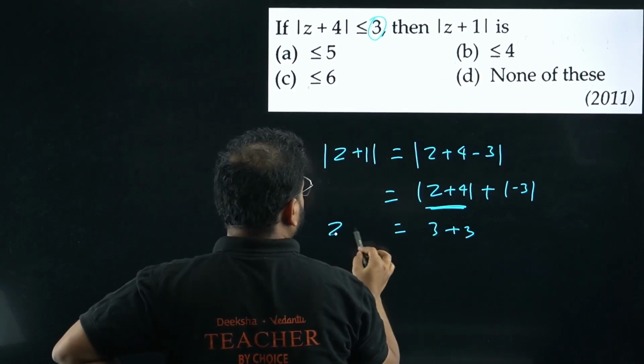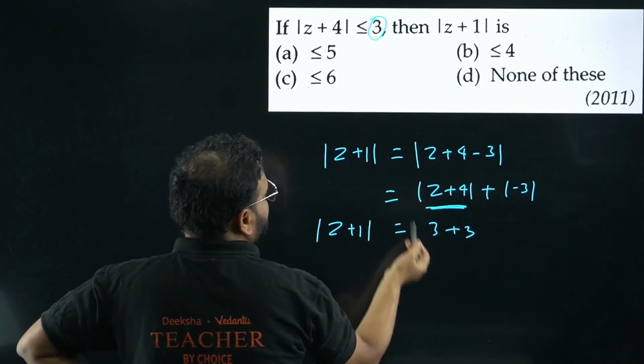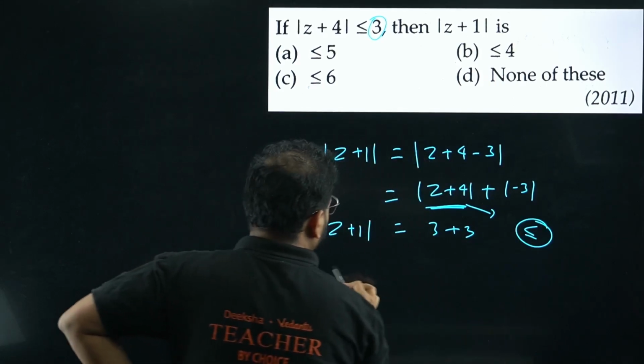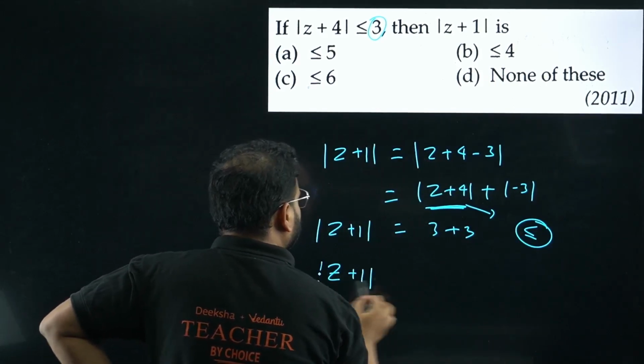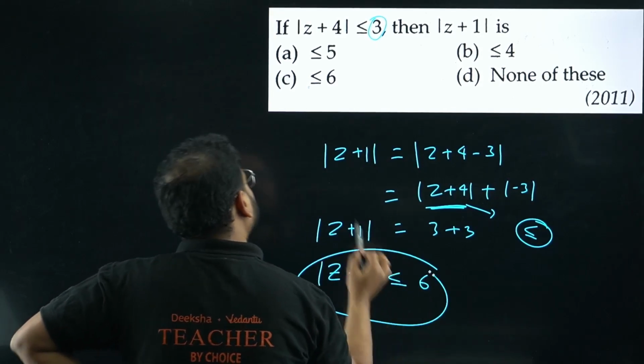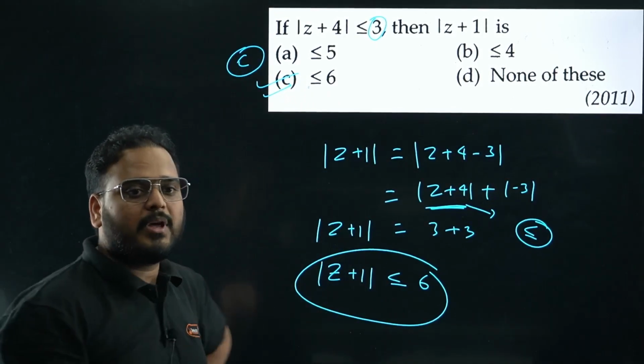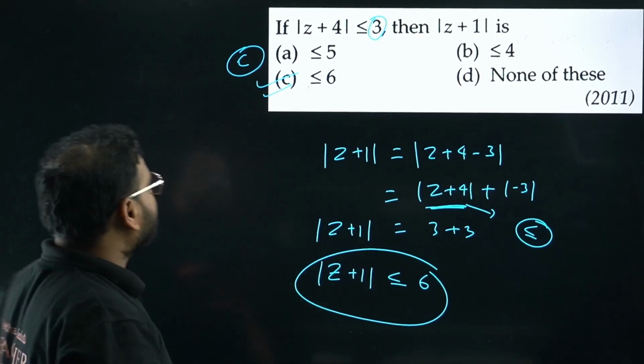It means the modulus of Z plus 1 is less than or equal to 6. Option C will be correct. Okay, this completes your complex number problems.